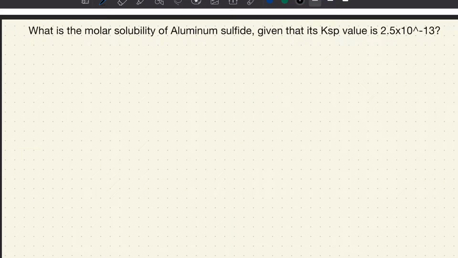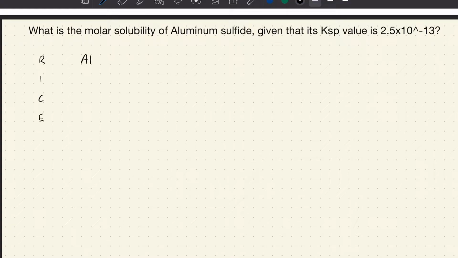So here's another problem type where I'm asked to find the molar solubility of a compound given the KSP value. So the first thing that I'm going to do is set up a RICE table. Why don't you pause and see if you can get the dissociation reaction for aluminum sulfide.